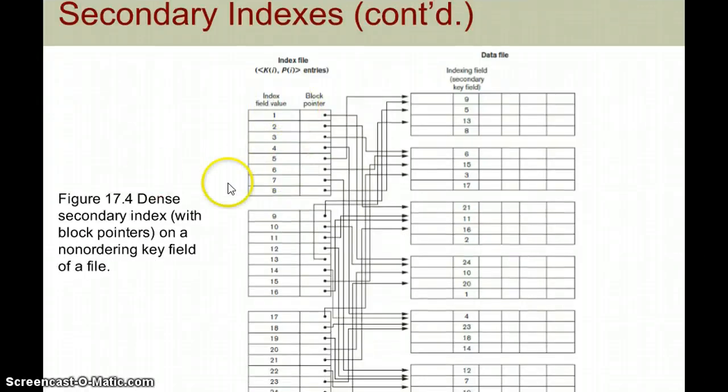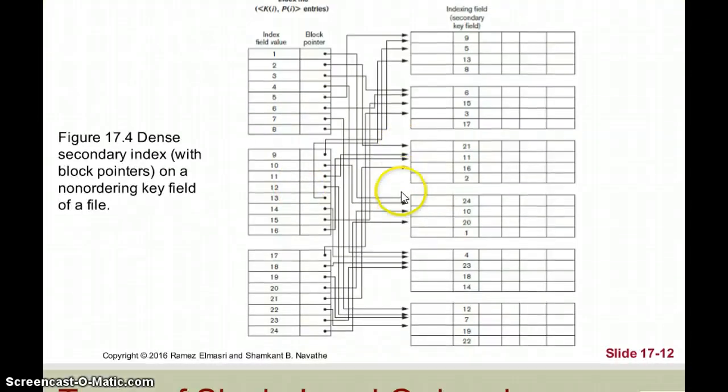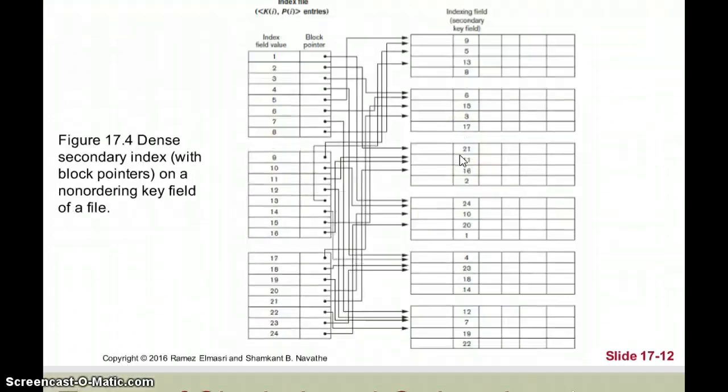One more thing, this type of indexing is an example of a dense index. So what is a dense index? We have an index entry for every value in the data file. Here we have an index entry for every value of the data file, so this type of indexing is known as a dense index. Okay, so let us summarize.